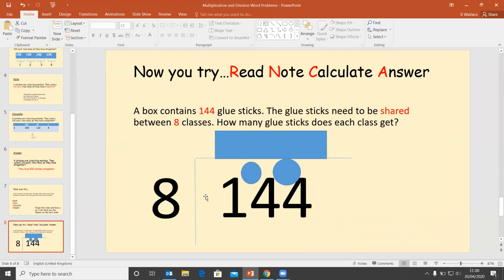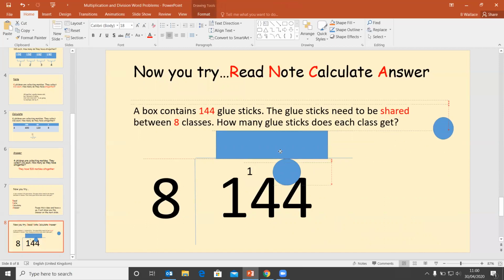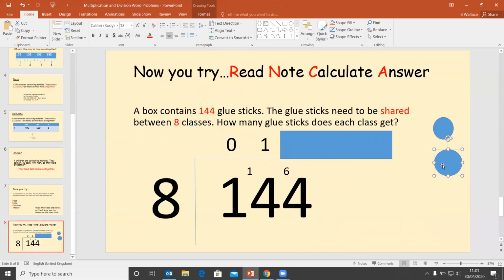Okay, so to start us off, we have got 1 glue stick, or 1 sweet, and we are going to share that between 8 people. Now we know we can't possibly do that, okay, so we have to carry that 1 to the next number, okay, and we put a 0 above. Okay, now we have 14 glue sticks and 8 classes to share them between. Now we know, looking at our 8 times table, 8 goes into 14 once, and then we have 6 left over.